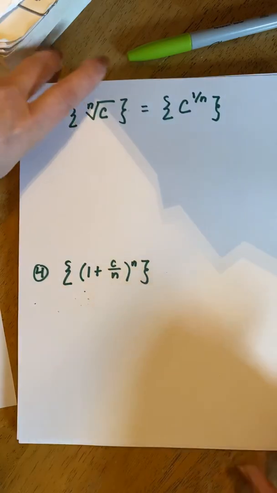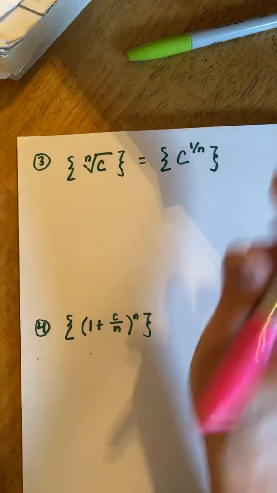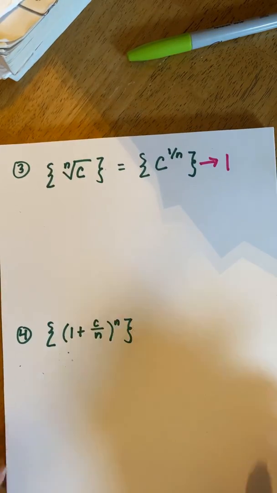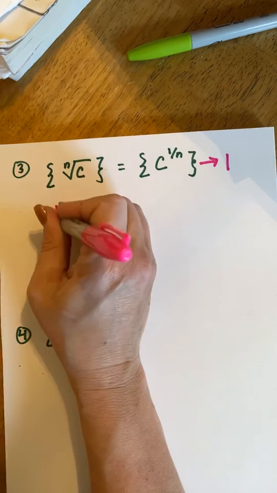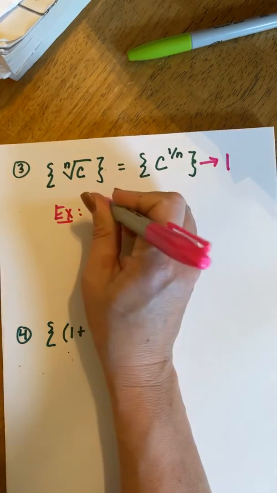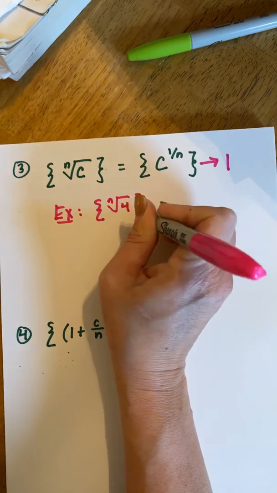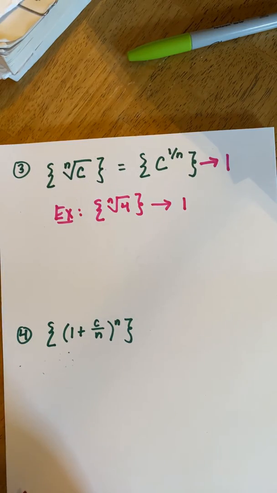If you have the nth root of a constant, it converges to 1 also. I'll leave the proof of that up to the reader. If you want to do it, it's very similar to the previous one. So for example, let's suppose we had the nth root of 4. The nth root of 4 is actually going to converge to 1.